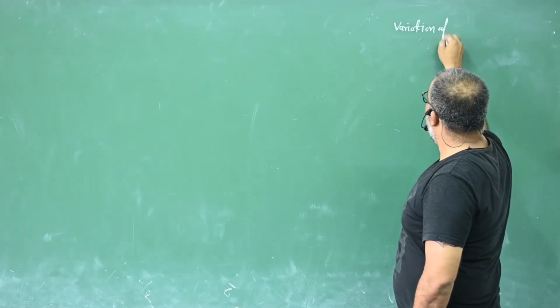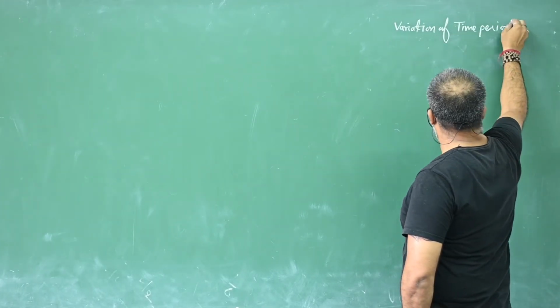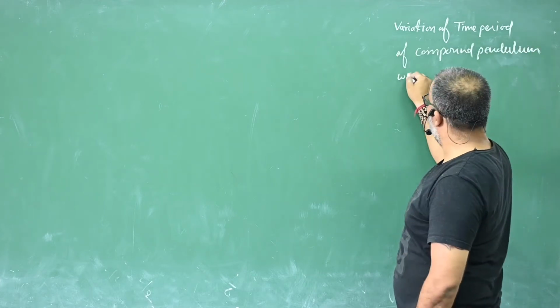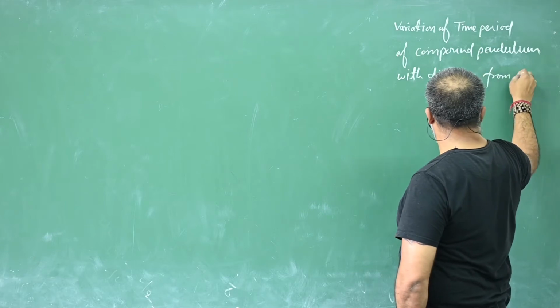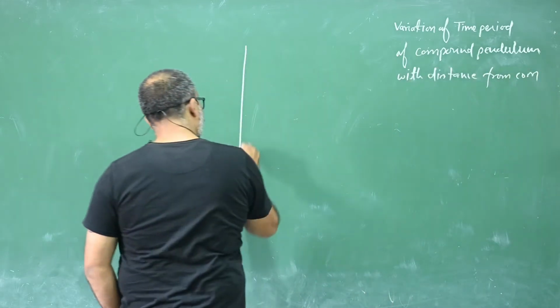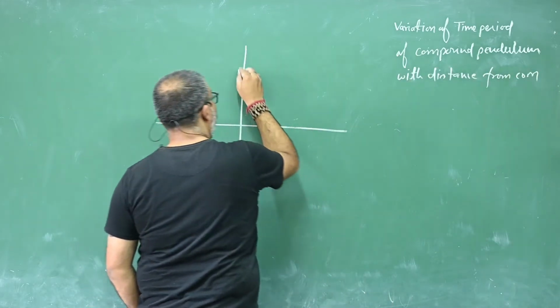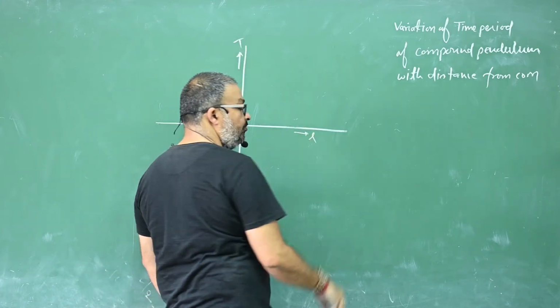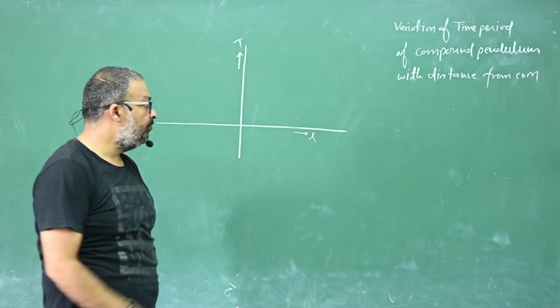Variation of... So what we have to do, we have to plot a curve between the time period and the distance from the center of mass. Okay.